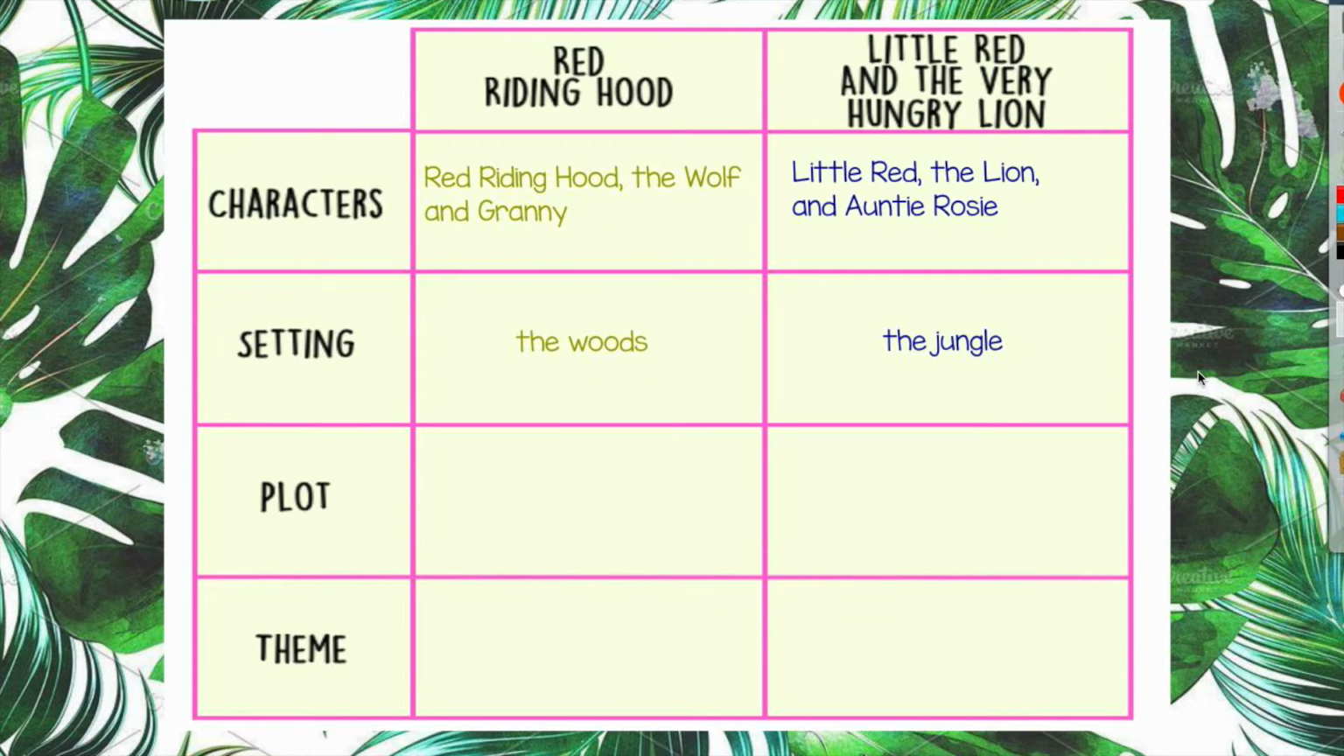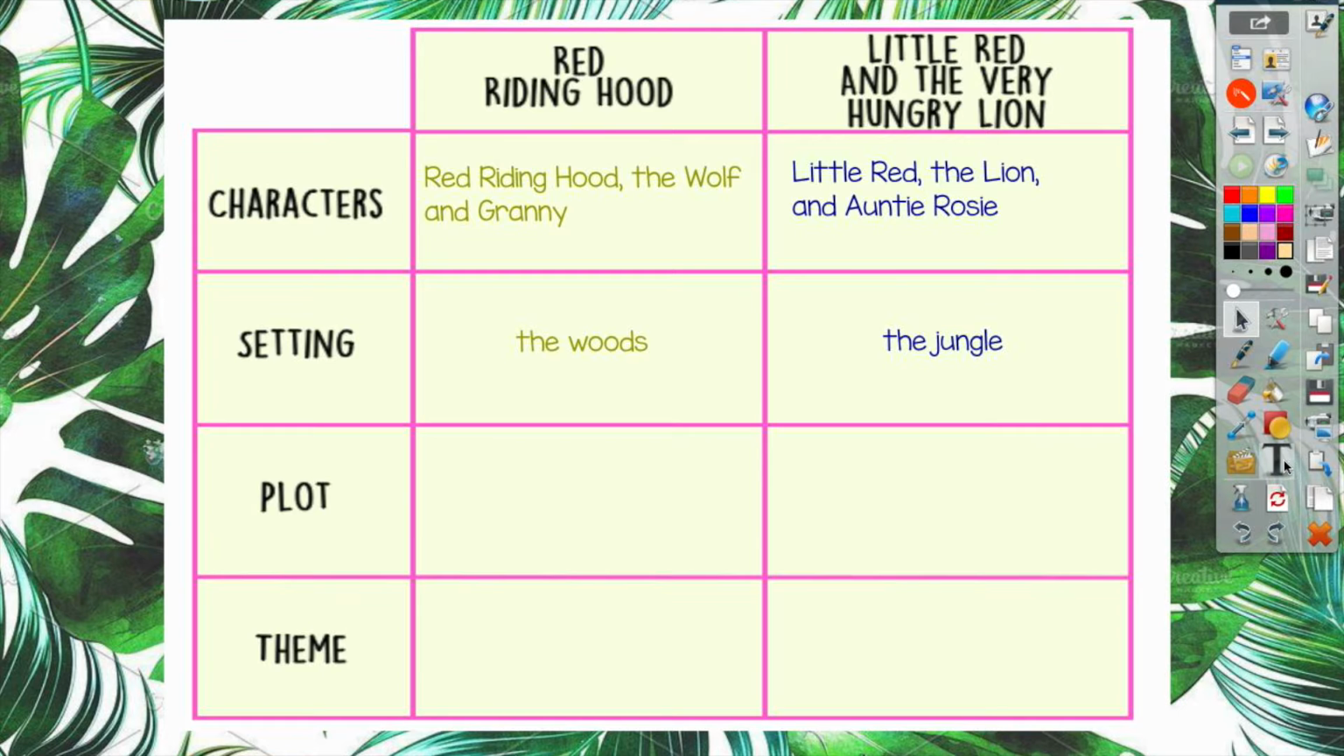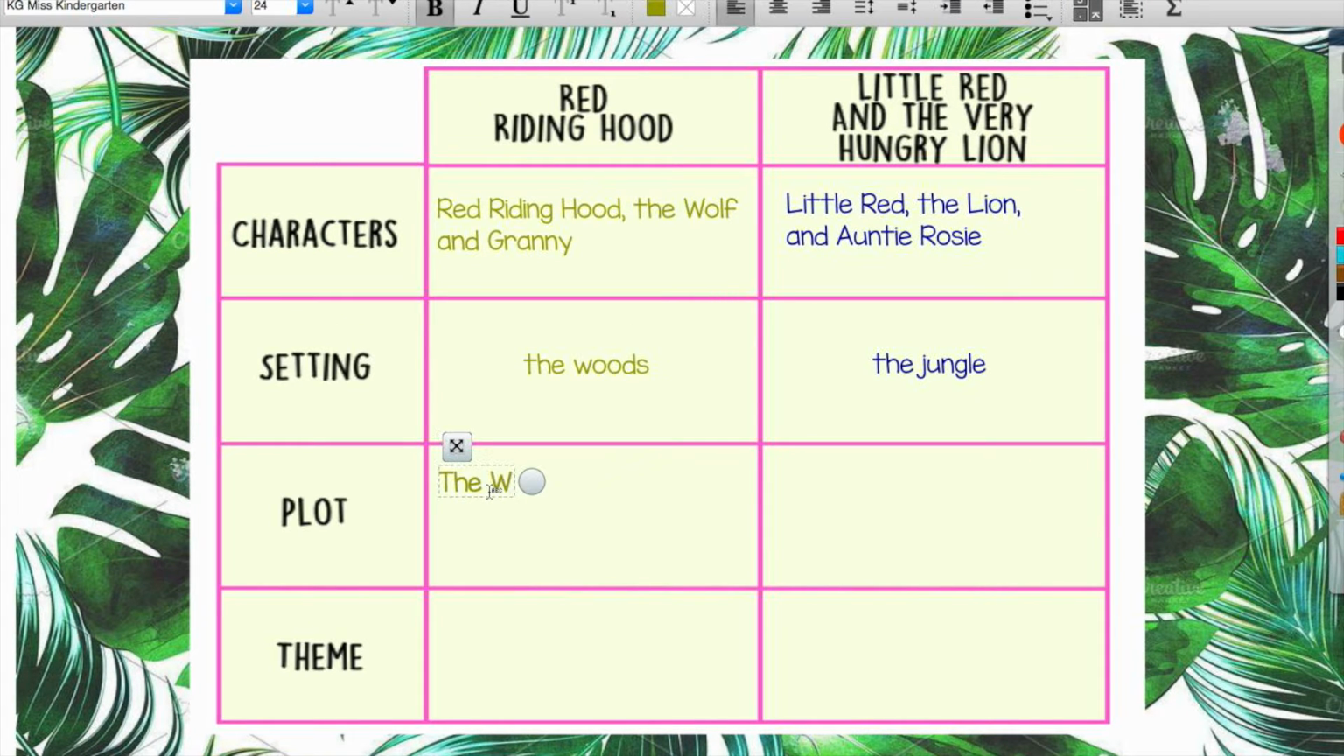Okay, now we're moving on to the plot of these two different stories. Remember, the plot is a set of events that happen in the story. So what happened in Red Riding Hood that's important? You're right, the wolf tricks Little Red and ends up eating her and her granny. So I want to write that response in my blank. The wolf tricks Red Riding Hood and eats her and Granny.